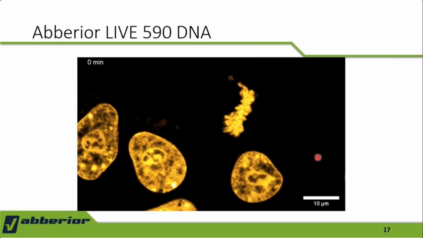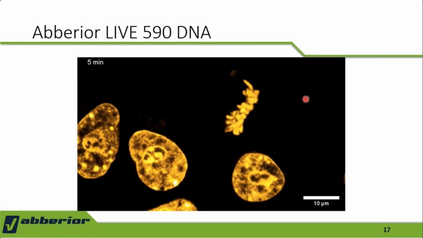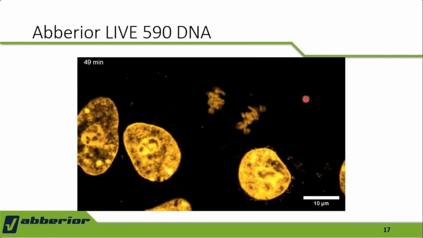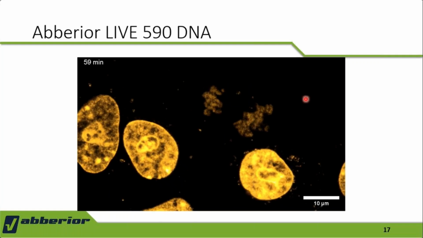Another example is the live 590 DNA probe. Here I will show you the dynamic processes of a dividing cell. So you can observe the cell over more than an hour without bleaching and seeing this deviation.